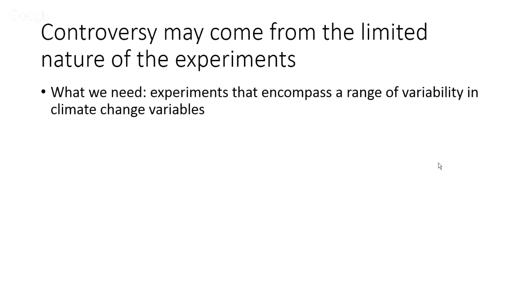Now, what we need is to be looking at the different types of experiments that are out there. A lot of the controversy and contradictions that have been occurring in research may have come from the limited nature of the experiments that have been performed. So what we need in scientific research is experiments that encompass a range of variability of these climate change variables. So we need to see a range of temperatures, a range of CO2. But unfortunately, experiments like these, the ones that we want and the ones that we need, can quickly become unmanageable without the help of automated growth systems.